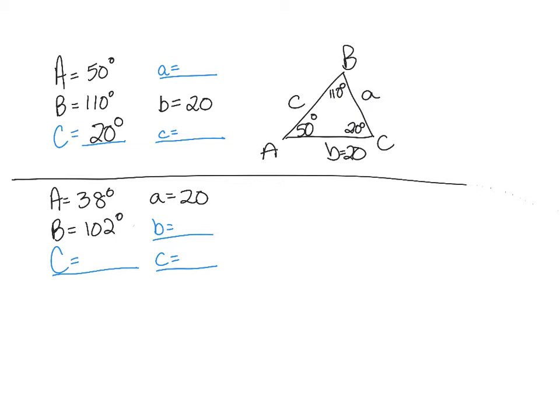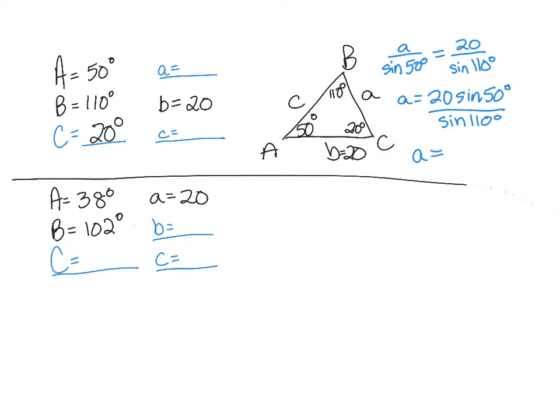Now, A is bigger than C, so I want to solve for side a first. You'll see why later. So a is to the sine of angle A as b is to the sine of angle B. So a will equal 20 times the sine of 50, just multiplying both sides by sine of 50, over sine of 110. Stick that in your calculator and you can get a.